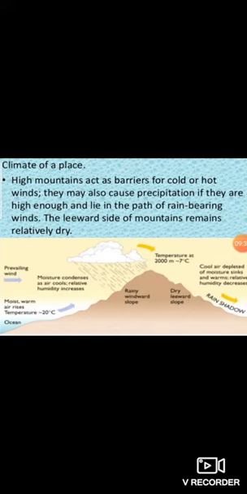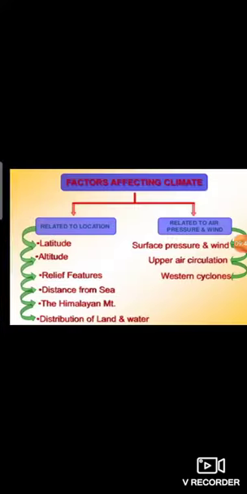High mountains act as barrier for cold or hot winds. They may also cause precipitation if they are very high and lie in the path of rain-bearing winds. The leeward side of mountains remains relatively dry.